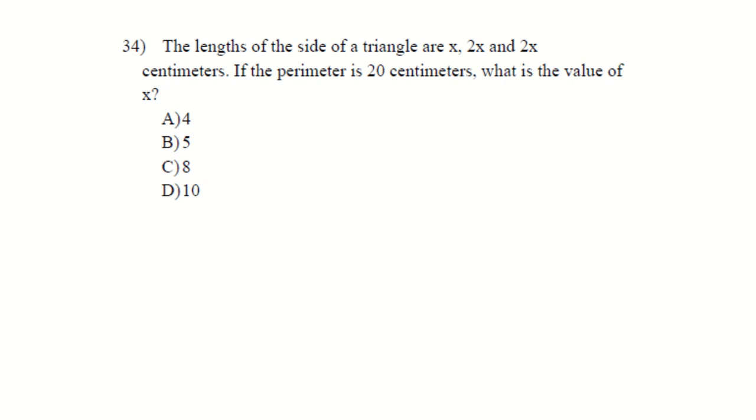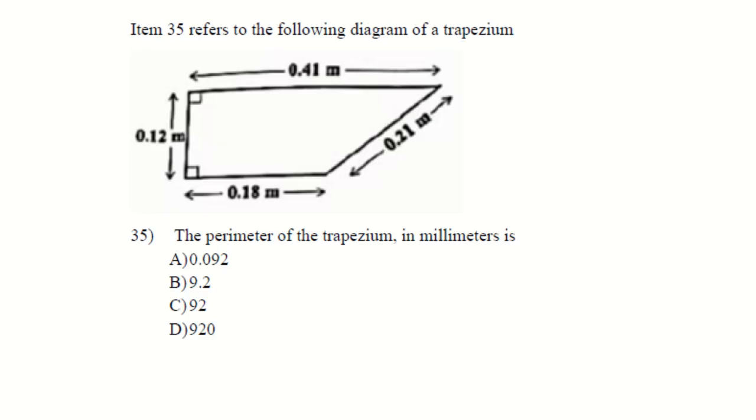Right, number 34, the lengths of the sides of a triangle are x, 2x, and 2x centimeters. If the perimeter is 20, what is the value of x? So x plus 2x plus 2x is equal to 20. So 2 and 2 is 4, 4 plus 1 is 5. So 5x is equal to 20. So x is equal to 20 divided by 5. So x is equal to 4. So A is your answer.